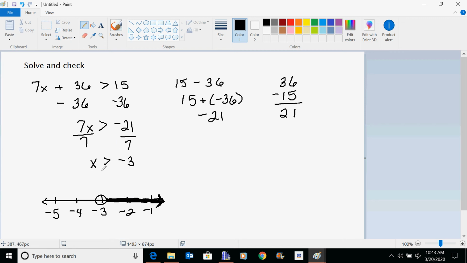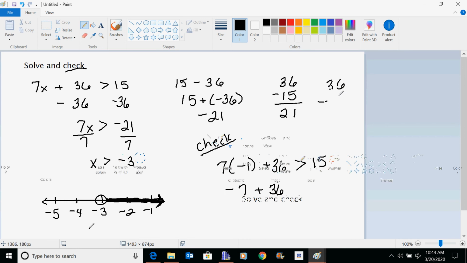So your solution here. But then we have this check. In order to check, you want to pick a value in your shaded in region. Okay, so for example, I'm going to pick -1. You could pick anything over here, and you want to plug it into your original problem. So 7 times -1 plus 36, and we want to make sure that whatever we get is greater than 15. So 7 times -1 is -7 plus 36.